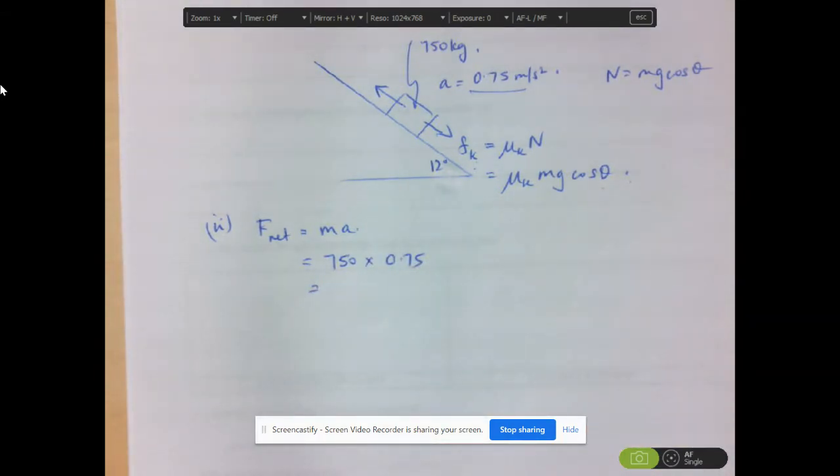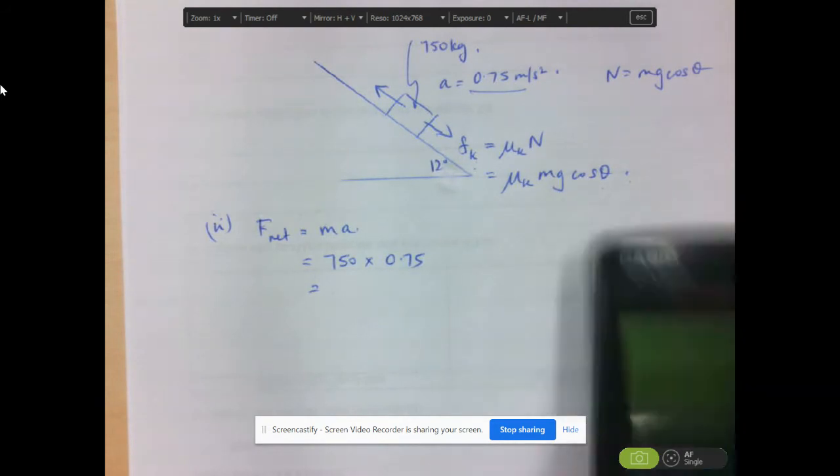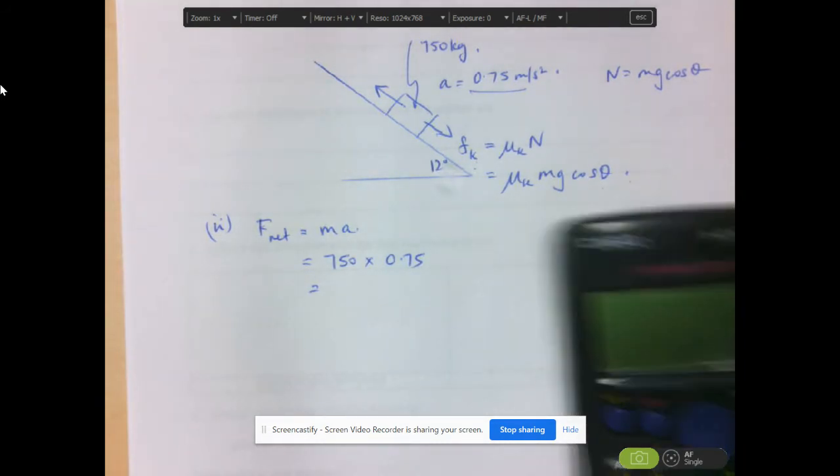And I have mislaid my calculator. Just give me 5 seconds. There we are. On the other desk.